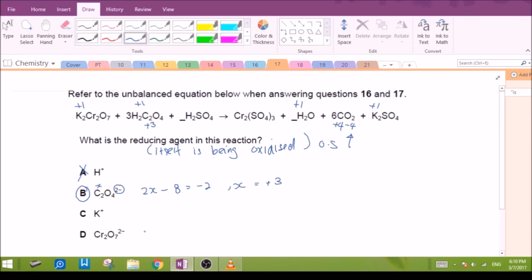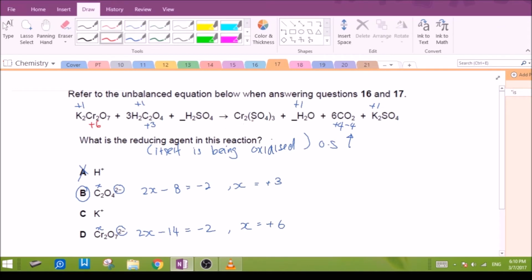Again, we assign each chromium to be X. 2 of them will be 2 X's. And then oxygen, each one is -2. 7 of them will be -14. And then we equate it to -2. So, in other words, each chromium is +6. Let me use a different color. Chromium here, each one is +6.